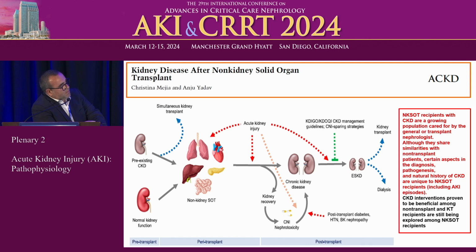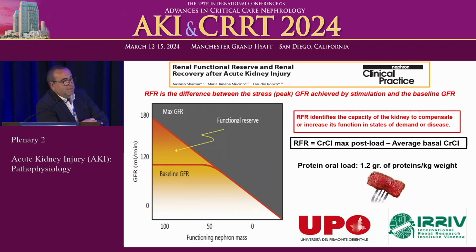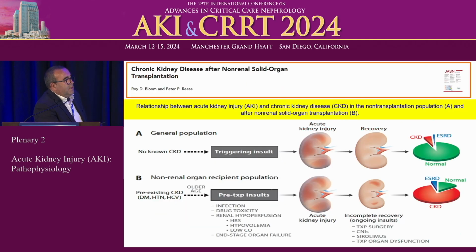And one important thing is to really assess renal function before the transplantation and after AKI episodes. Our suggestion is to use some stress markers or some biomarkers, but in particular some stress tests such as renal functional reserve. This is the RFR and based on the proteinuria load developed by Claudio Ronco in Vicenza. Basically, renal functional reserve may be defined as the difference between the peak and the baseline GFR. The higher the renal functional reserve, the lower the risk for AKI and CKD progression. And this is a test that can be adopted in these frail patients.